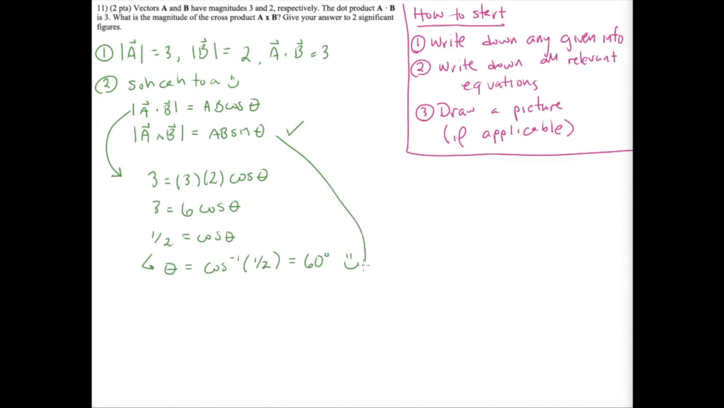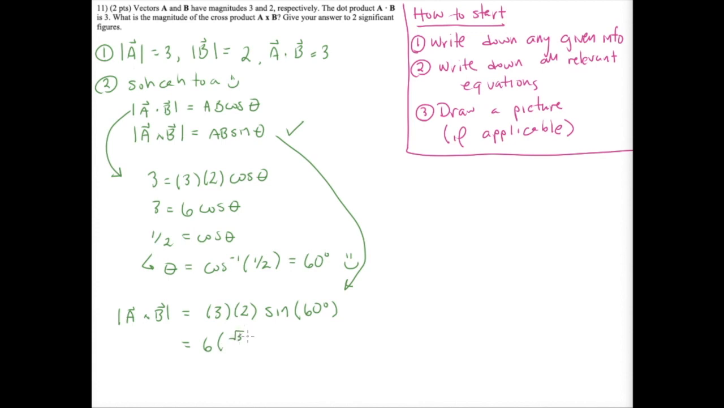And now we can plug in that angle to find our cross product, A cross B. So we know from that second formula, A cross B equals 3 times 2, which are just the magnitudes of A and B, times sine of 60, which is the angle that we just found. Those two angles in the dot product and cross product formulas are the same theta. They're just the angle between A and B.